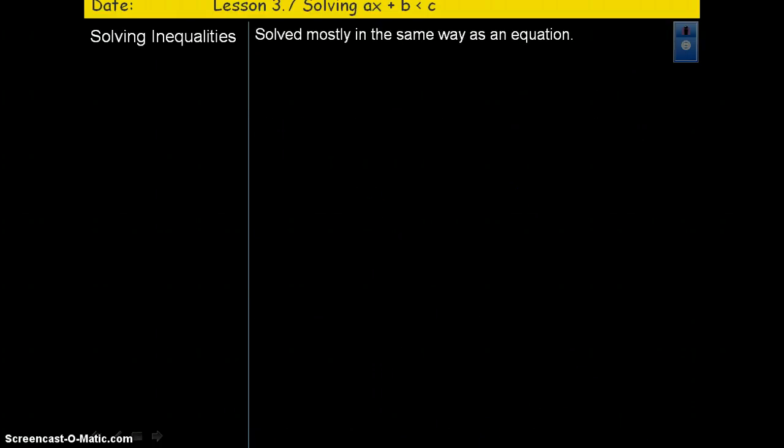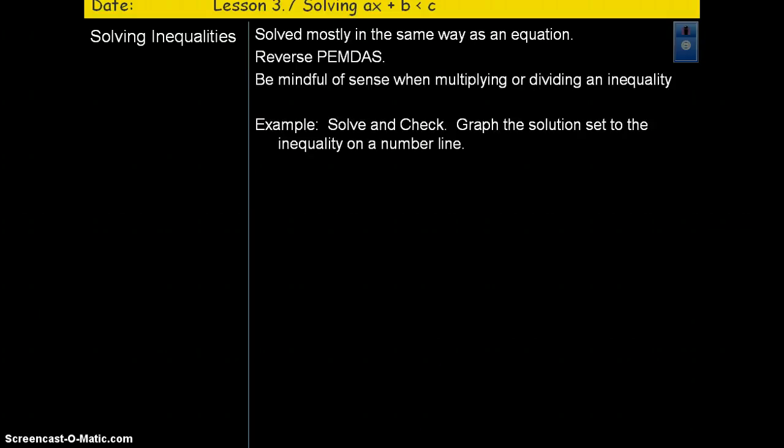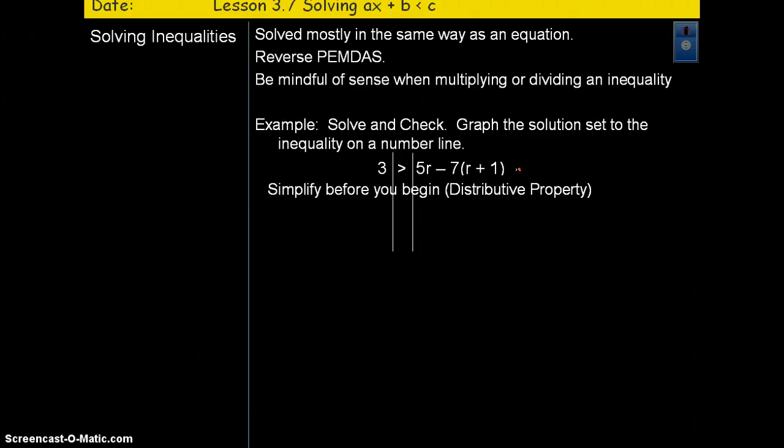So let's check out another one, not the same one that we already saw. Here we have a little bit more of a complex inequality simply because the expression on the right side of the inequality is a little bit more intensified. The first thing that we might want to do is try to simplify that before we begin. We can do that pretty quickly by using the distributive property, distributing that -7 times.